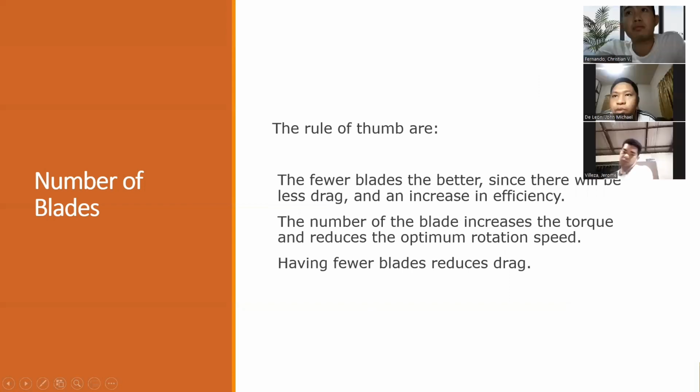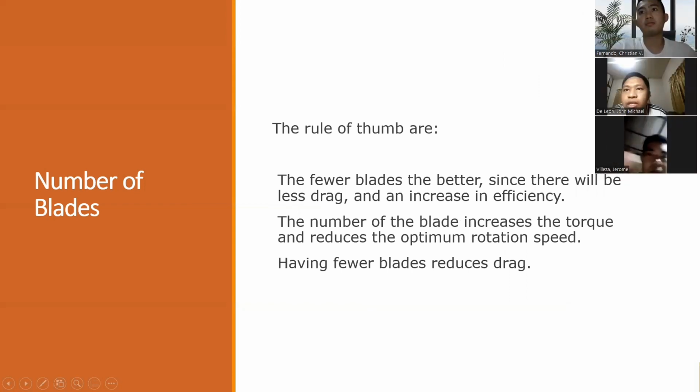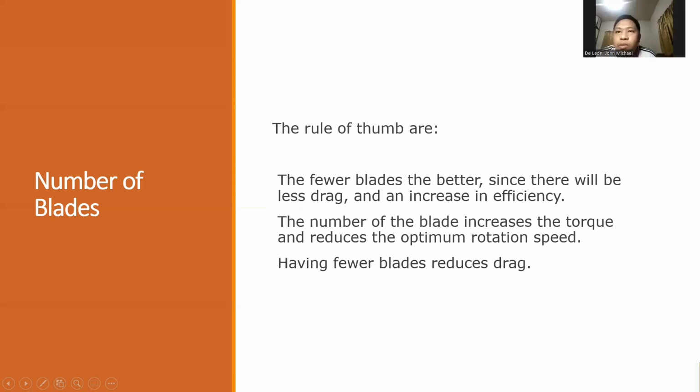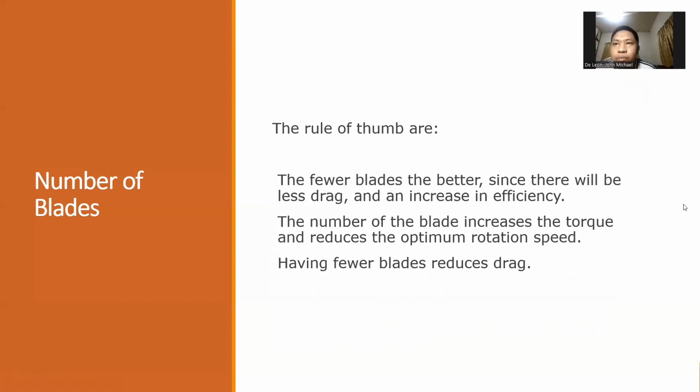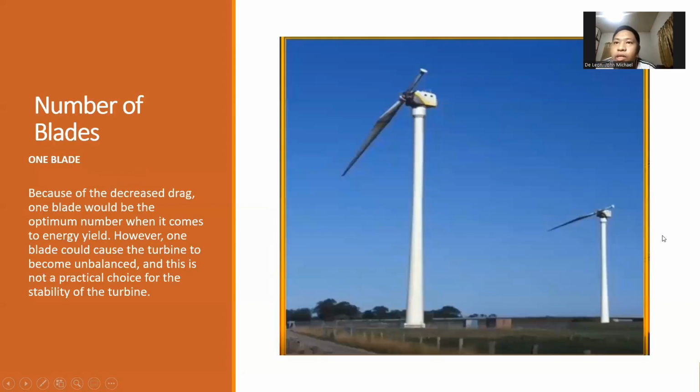The rule of thumb is the fewer the blades, the better since there will be less drag and increase in efficiency. Kaya hindi kailangan sobrang dami, hindi sobrang konti. The number of the blades increases the torque and reduces the optimum rotation speed. Having fewer blades reduces drag. Okay, next.